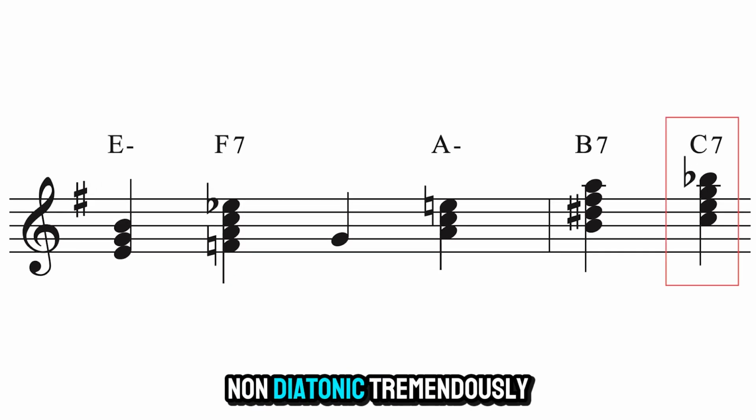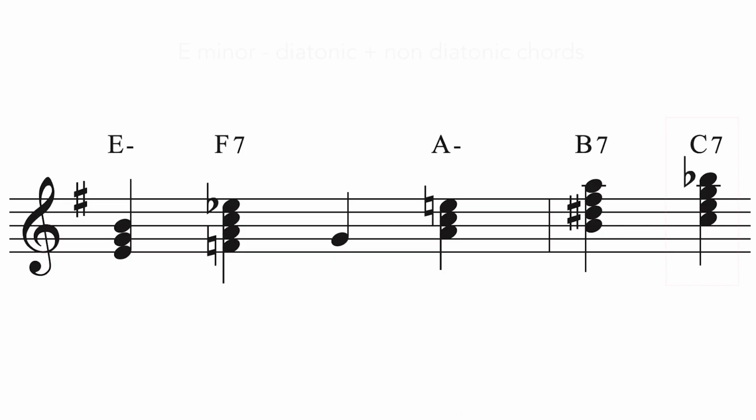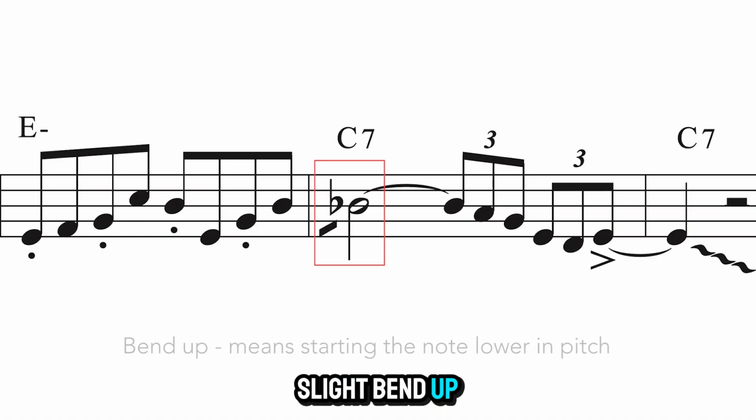This is the non-diatonic, tremendously important flat 6-7 chord, here relating to E minor. This sustained B flat becomes the minor 7th of this C7 and sounds wicked. It is notable that on the original recording this note is played with a slight bend up, which adds further to the feeling of blues.